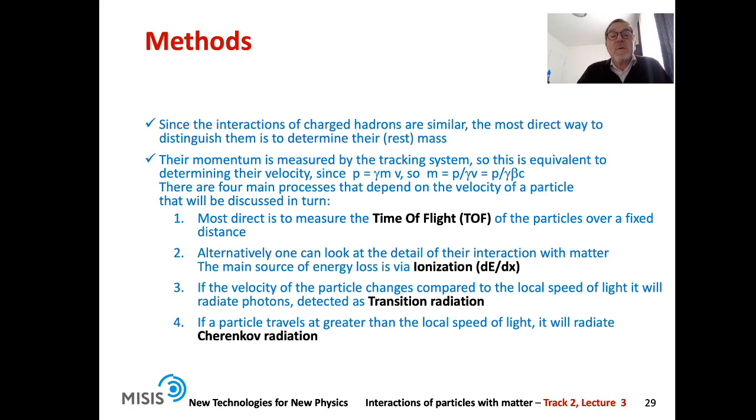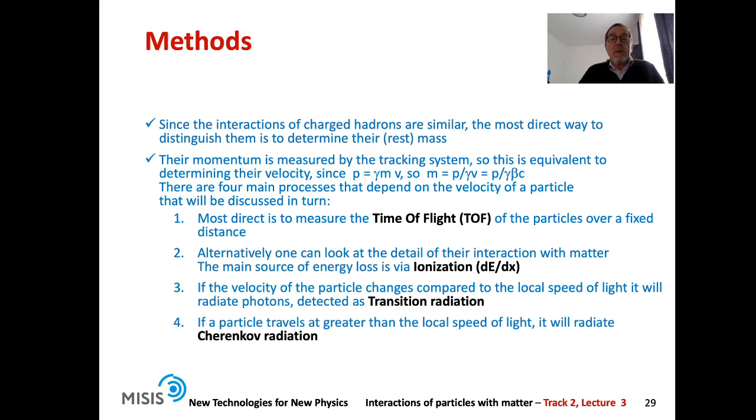Since the interactions of charged hadrons are rather similar, the most direct way to distinguish them is to determine the mass. The momentum of charged particles is measured by the tracking system, so determining the mass of the particle is equivalent to determining the velocity of the particle, since momentum is known. If you know velocity, you could determine mass, as is obvious from all these formulas.